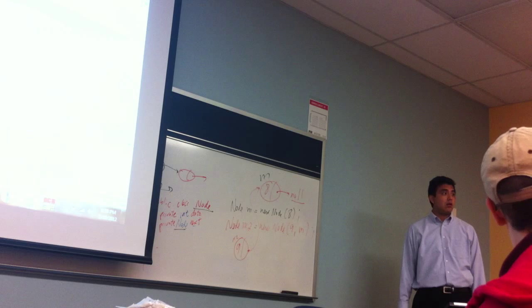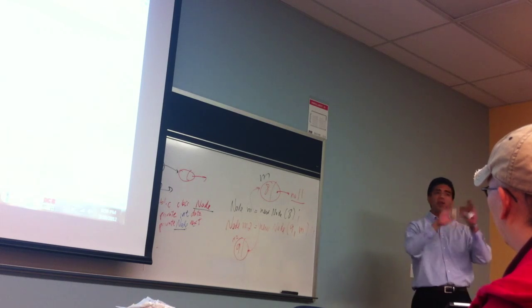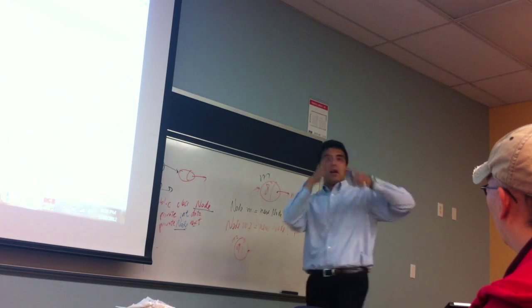Can you also do a double link, like a node with left, right, up, down? You can do crazy stuff. Yes, that's creating meshes. You want to create a mesh if you have up, down, left, right.